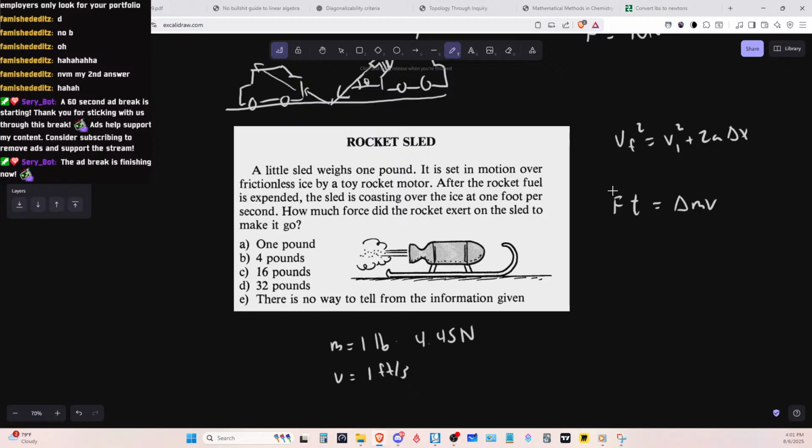This is the reason why I like these problems, because they make you think, and I'm like, what is the detail that I'm missing here? Because the way the sled is, my drawing is very crude. Actually, I don't like the way that is. It looks like a boat. There we go. So we have the rocket here.